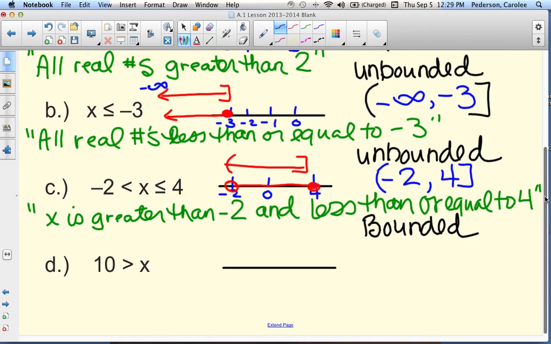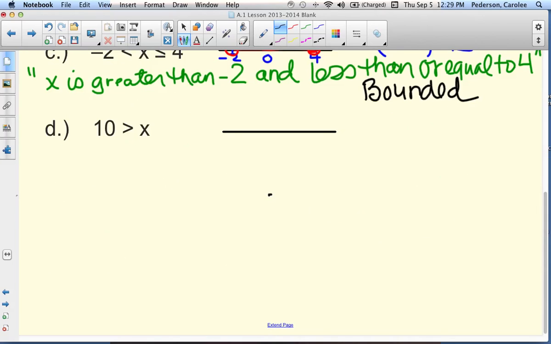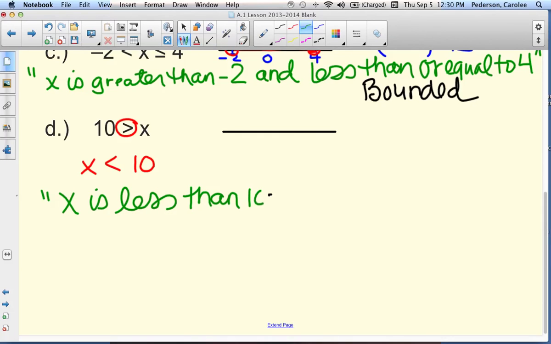Our last example on the slide, question D, has 10 greater than x, is how you read it. I recommend to my students to always write your variable first with an inequality, then the number, and now notice the direction of the inequality. It is eating the number. It's not eating the variable. So how we say that at describing it is x is less than 10.